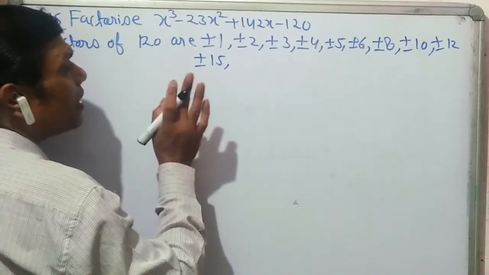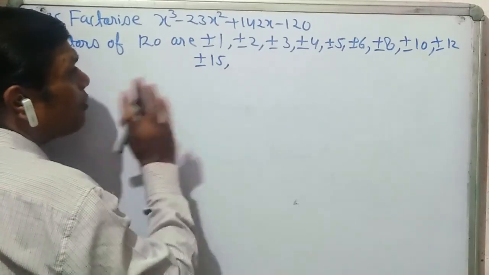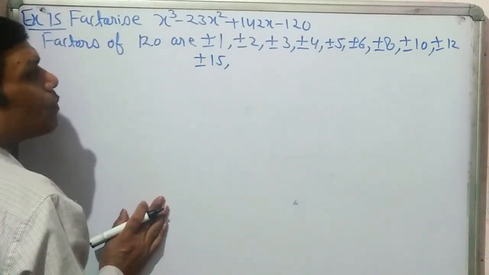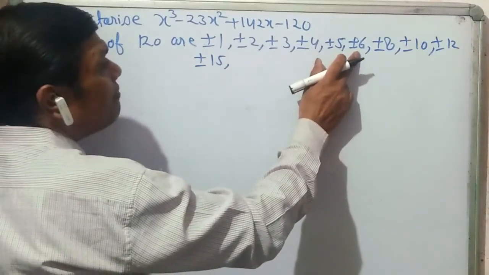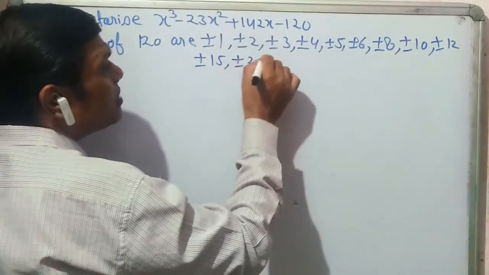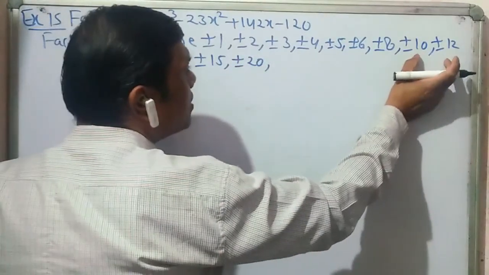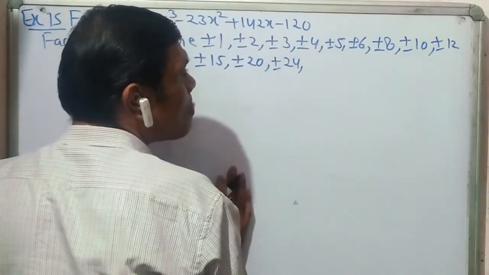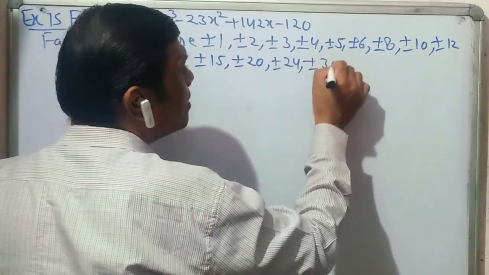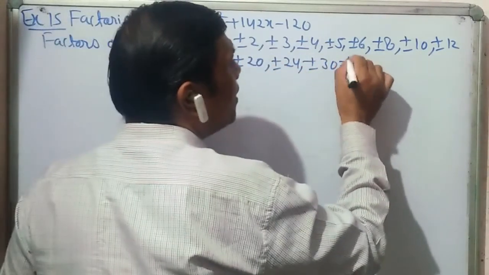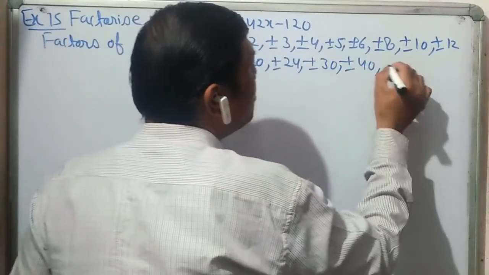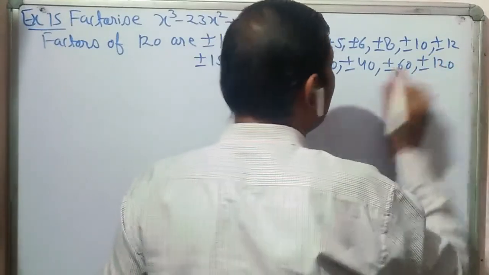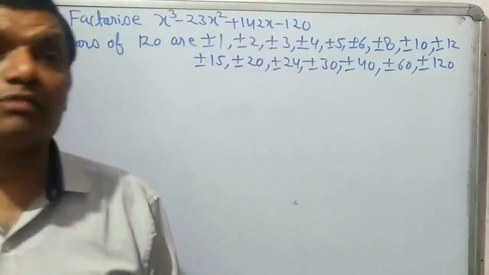Okay? 16, no. Now how do we verify we have found all? 15 times 8 is 120. Then we have 6, plus minus 20. 10 and 12 are, this pair completes. With 5 it is plus minus 24. With 4 it is plus minus 30. With 3 it is plus minus 40. With 2 it is plus minus 60. With 1 it is plus minus 120. So the list is very long.